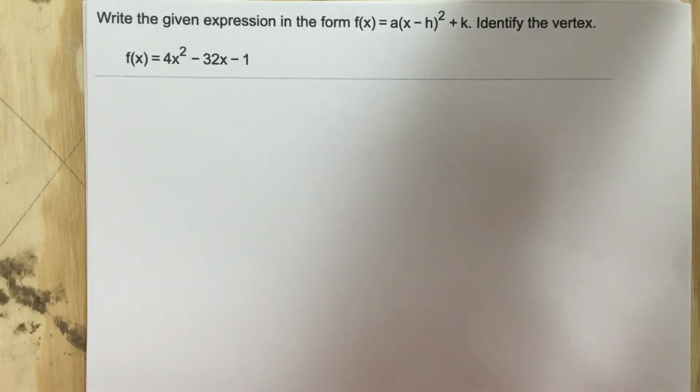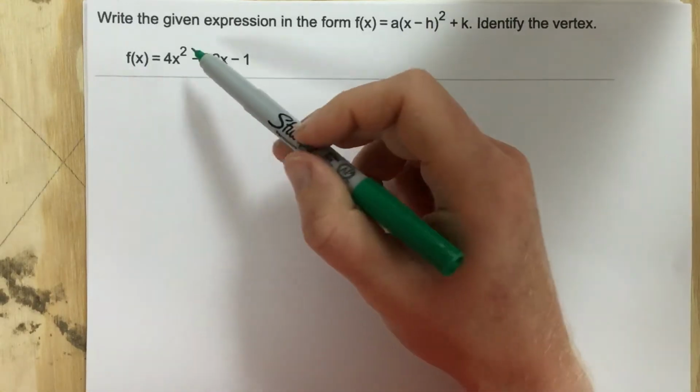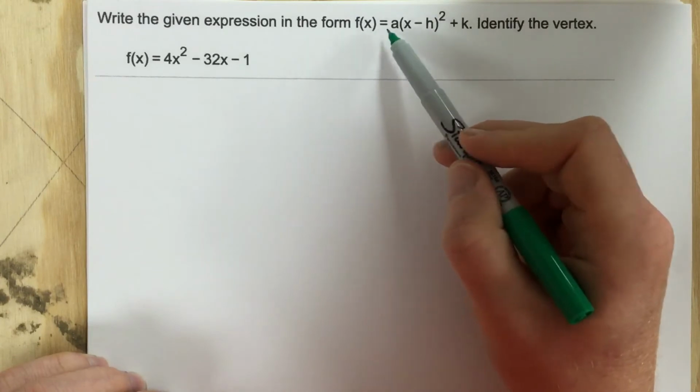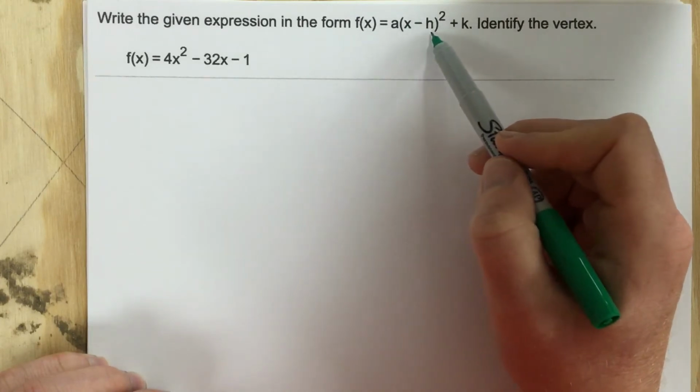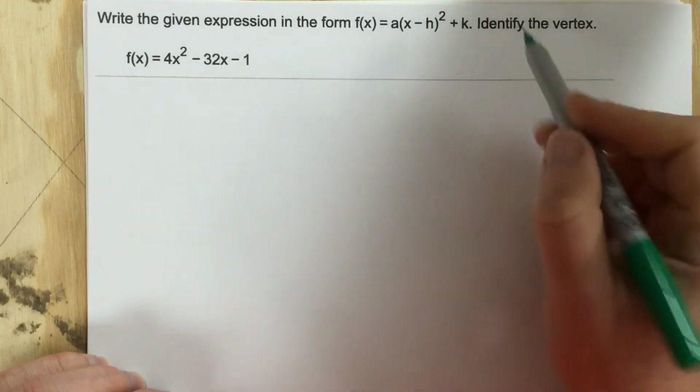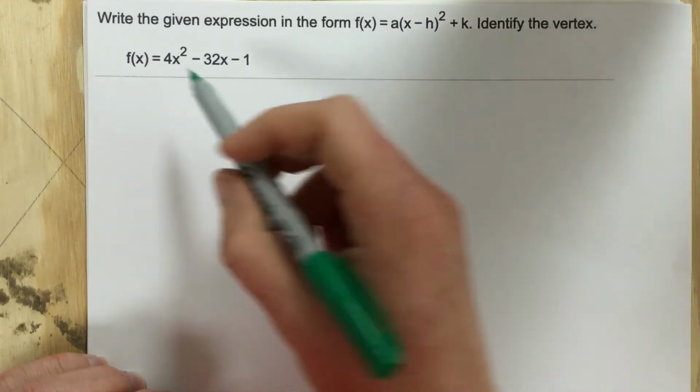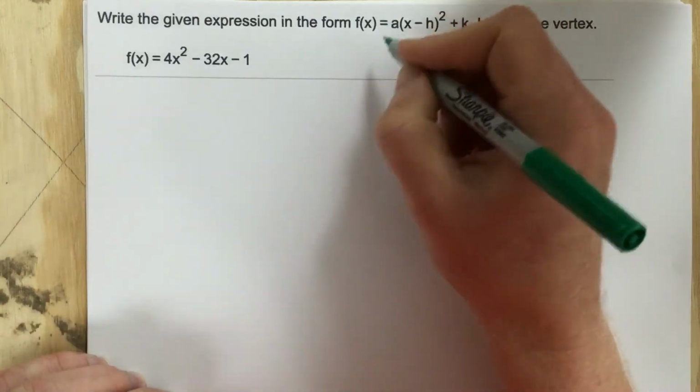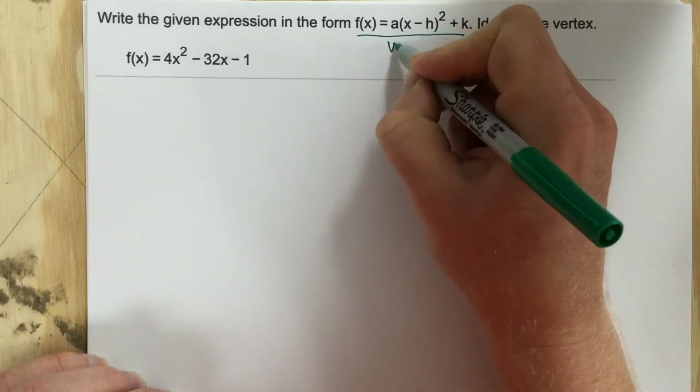This is problem number 3 for assessment number 5. Write the given expression in the form f of x equals a(x minus h) squared plus k. Identify the vertex. In this problem, they've got a quadratic, and they want you to write it in vertex form.